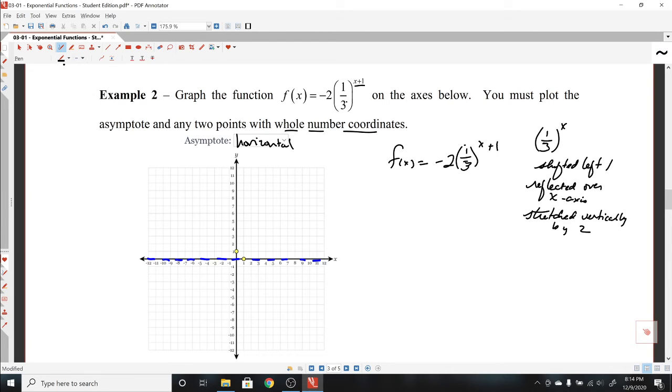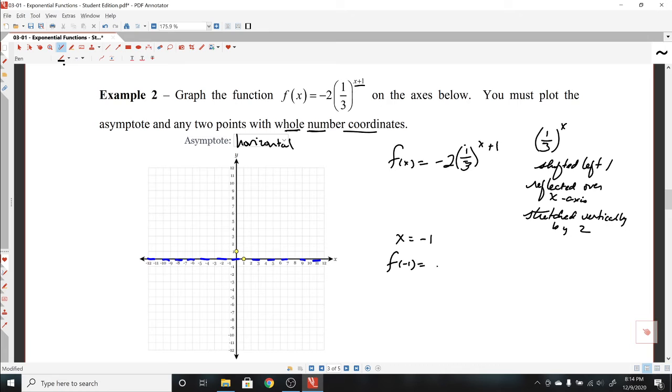All right. Now, my y-intercept, normally if I plug in 0, 0 plus 1 is 1. 1/3 to the 1 is going to be 1/3 times -2, which is not going to be a whole number. So we're not going to be able to use the y-intercept here to graph it. Now, in terms of numbers, what should we plug in? Well, notice if I plug in any positive numbers, we're going to get some sort of third or 1/9 or whatever, which is not going to be a whole number. So I've got to start with x equals -1.